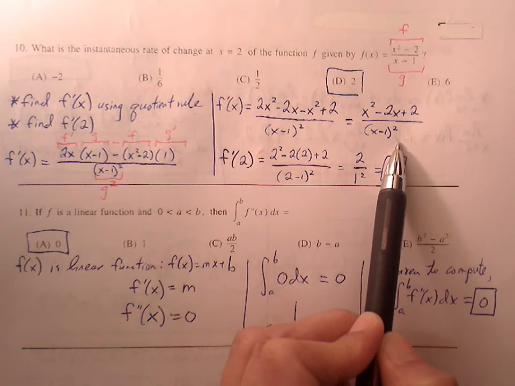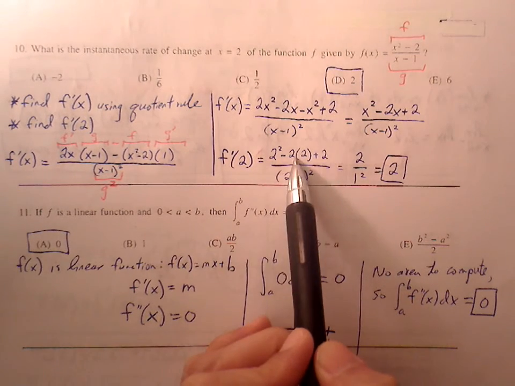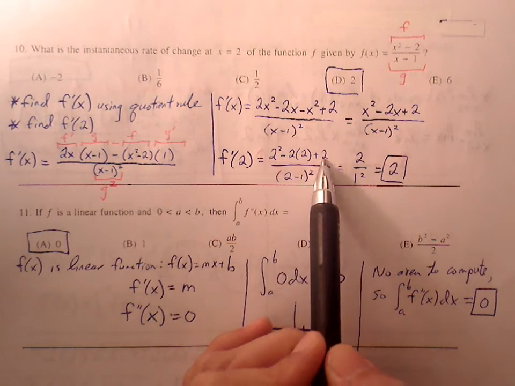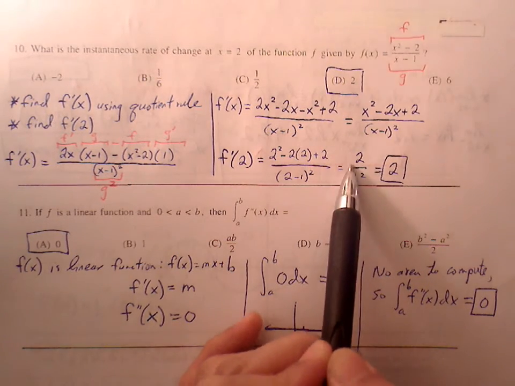We now have our slope formula. We can now evaluate the derivative at 2. So plug 2 in for all the x's. We get 4 minus 4 plus 2, which is 2. 2 minus 1 squared, which is 1 squared, which is 1. So 2 over 1 is 2.